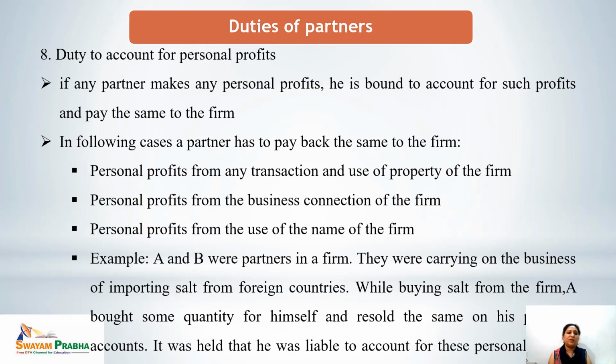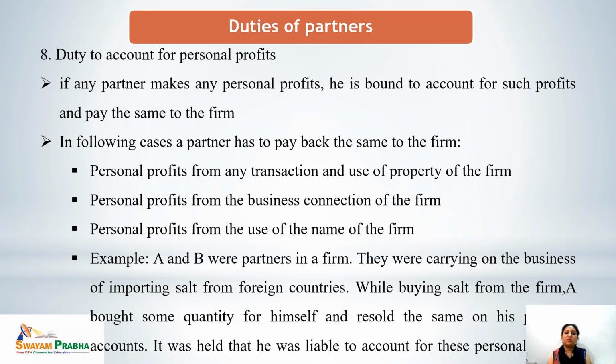Next duty of the partner is duty to account for personal profits. If any partner has made any personal profits out of the firm's activities, he is bound to return that. In the following cases, a partner has to pay back: 1. Personal profits from any transaction and use of property of the firm. If he has done any transaction by using the property of the firm and he has earned any kind of profits, he is liable to return that. 2. Personal profits from the business connection of the firm, and personal profits from the use of the name of the firm. This would be clear from the example.